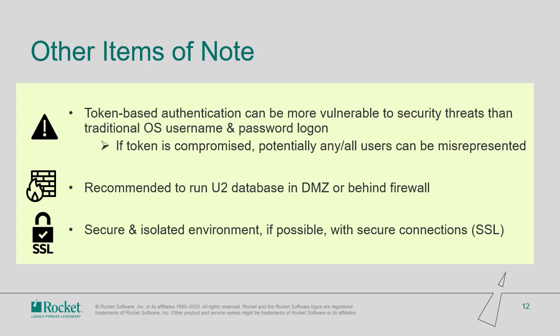Token-based authentication can definitely leave you more vulnerable to security threats than the traditional OS username and password logon, simply due to the fact that if your token's compromised, then potentially any or all users on the system could be misrepresented. So we're recommending you run the U2 database behind a firewall or in a DMZ, and you use a secure and isolated environment if possible, along with SSL to secure your communications.